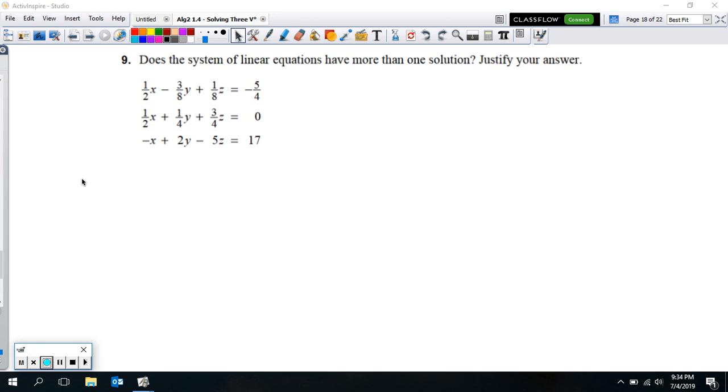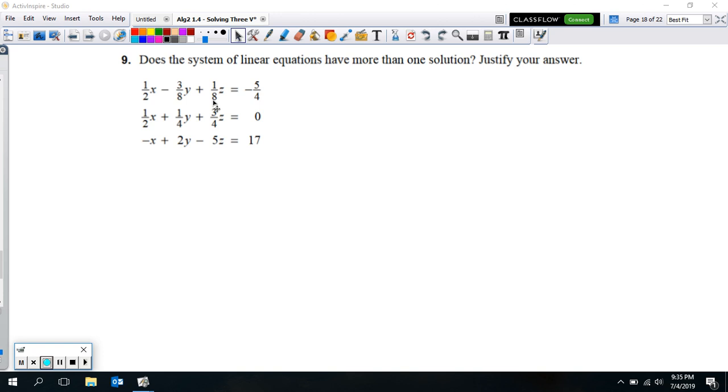Okay, so problem number 9 on your extra practice says, does the system of linear equations have more than one solution? Justify your answer. So first of all, we're noticing these equations have fractions in them, which we are never a fan of. But always what we want to do when we see fractions in any equation is get rid of those fractions by multiplying the entire equation by the least common denominator.